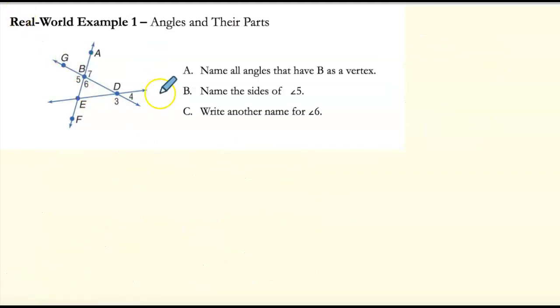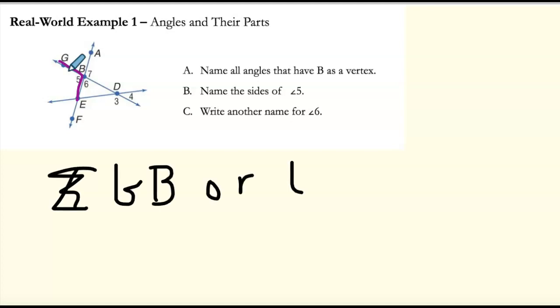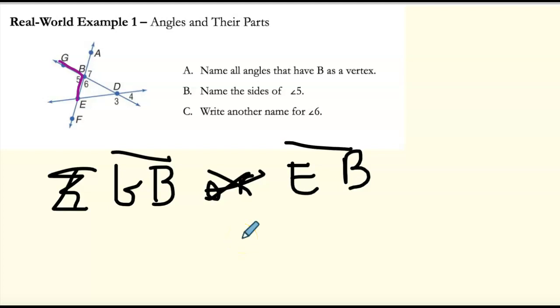Hang on. Okay, so now we're on to part B. It says name the sides of angle 5. So angle 5 is right here, and we want to name the sides. So we have to look at the names of the sides there, and we have angle, not angle anymore. It's just GB, and EB. So just make sure that you get this. I messed it up the first time, but GB and EB.